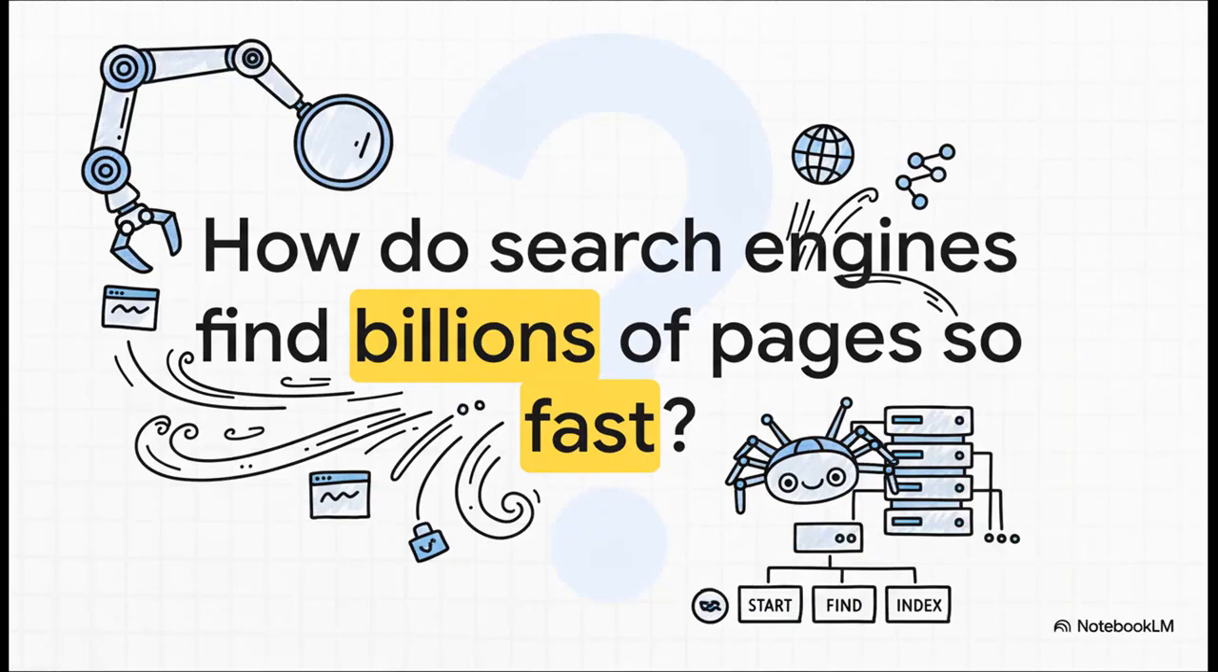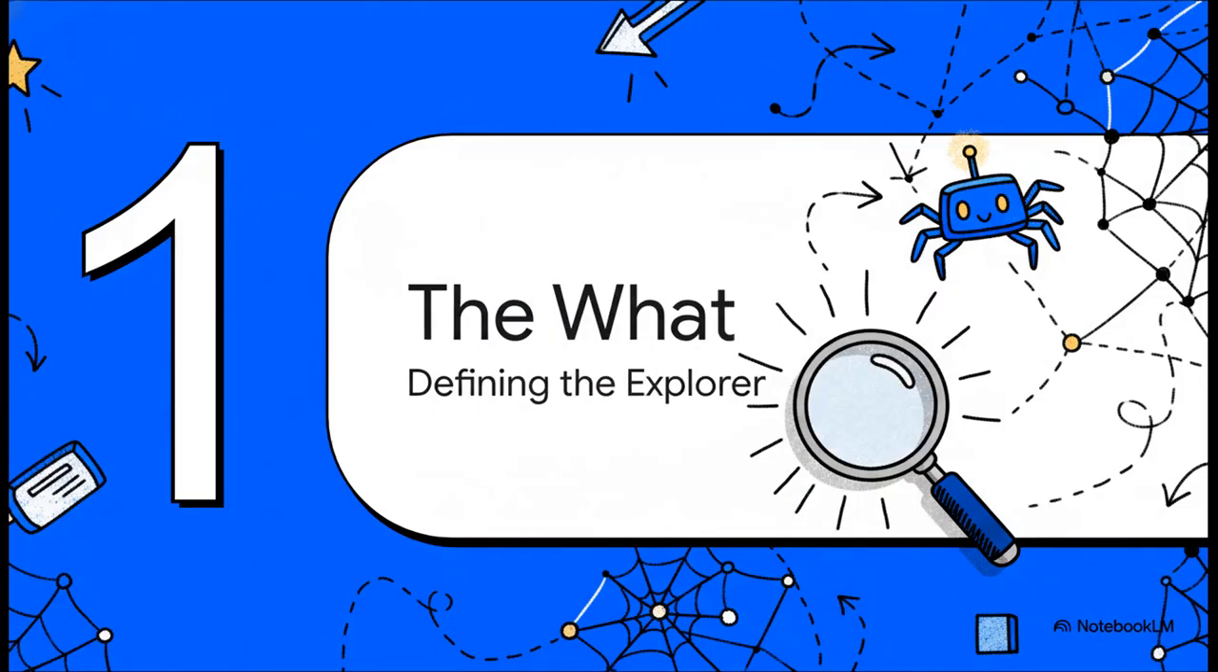So, yeah, how do they do it? How in the world does a search engine sift through billions upon billions of pages to find exactly what you're looking for almost instantly? The secret, it turns out, lies with a special kind of bot, a digital explorer that, get this, never sleeps. All right, so let's start with the basics.